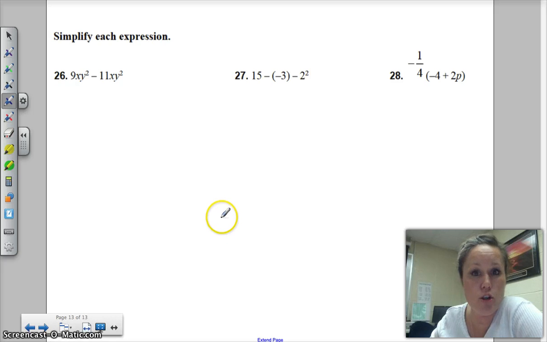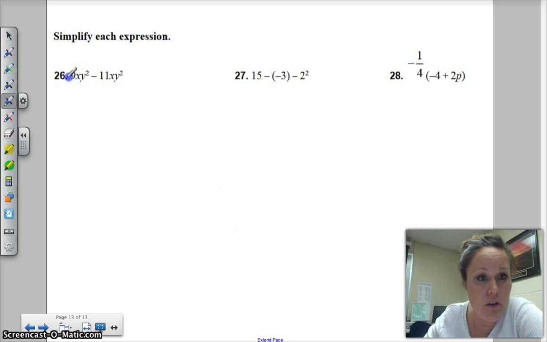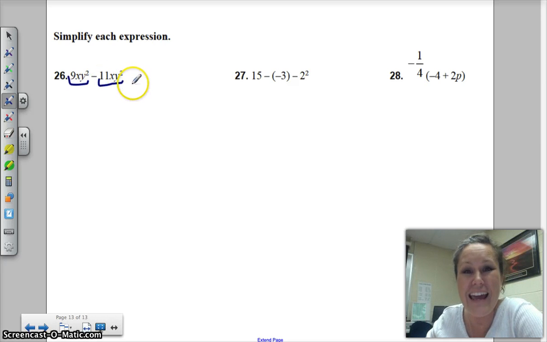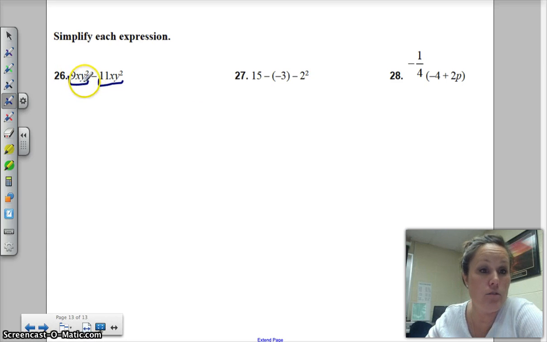Almost done. Okay, simplify each expression. We're going to combine like terms. We're going to use distributive property and so on. So here, these are like terms because they have all the same variables and the same exponents. So 9xy squared minus 11xy squared is negative 2xy squared.